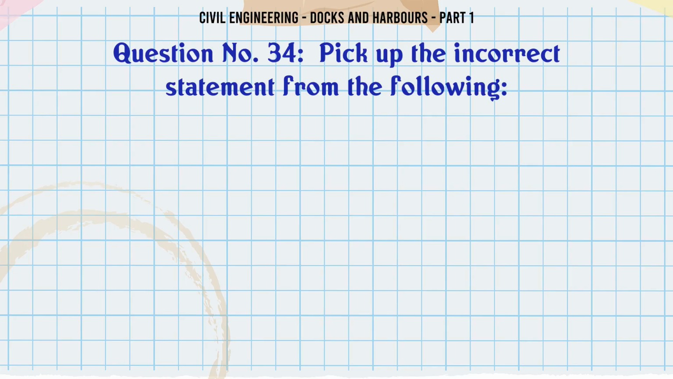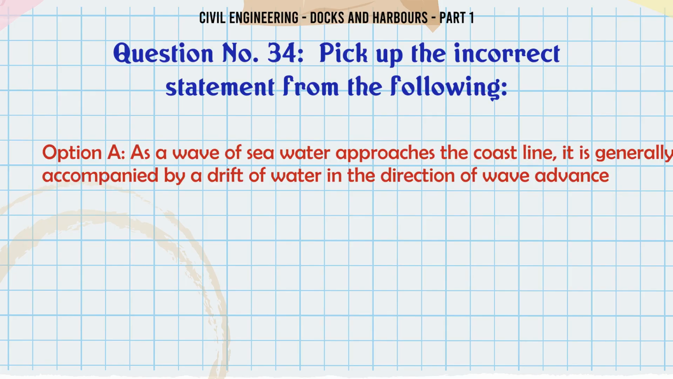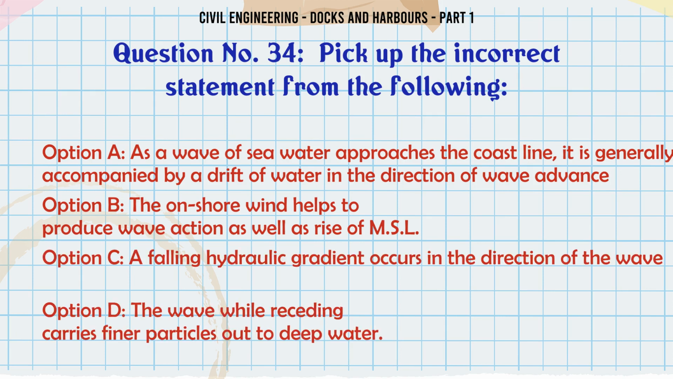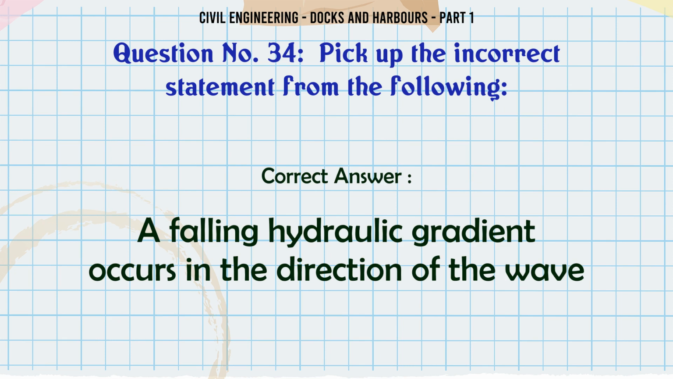Pick up the incorrect statement from the following. A. As a wave of sea water approaches the coastline, it is generally accompanied by a drift of water in the direction of wave advance. B. The onshore wind helps to produce wave action as well as rise of MSL. C. A falling hydraulic gradient occurs in the direction of the wave. D. The wave while receding carries finer particles out to deep water. The correct answer is C, a falling hydraulic gradient occurs in the direction of the wave.